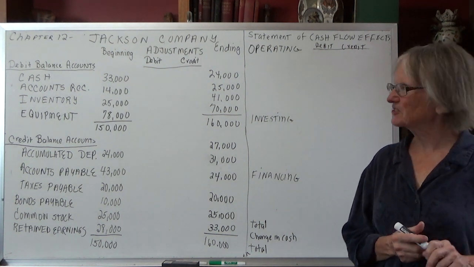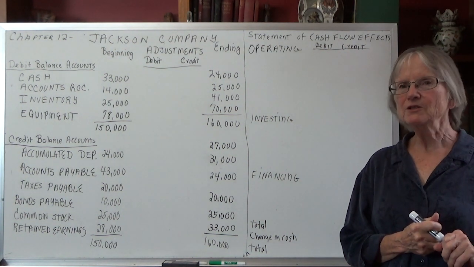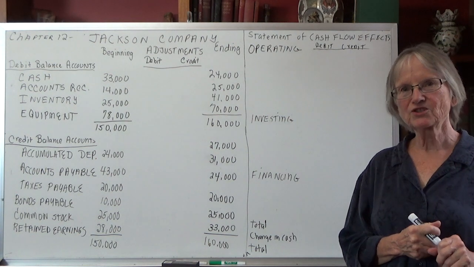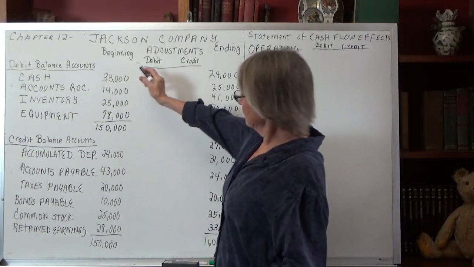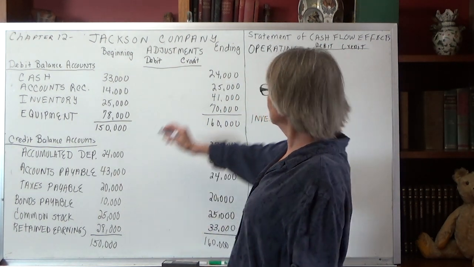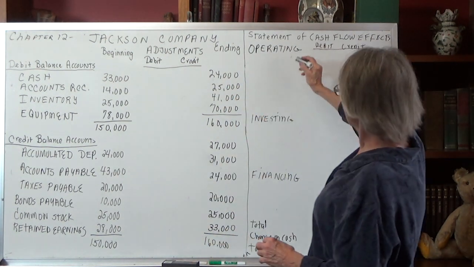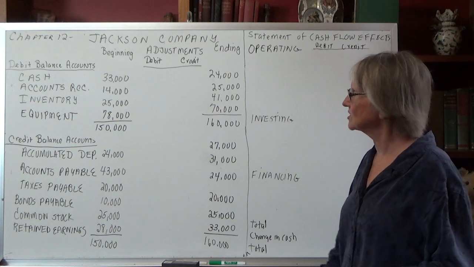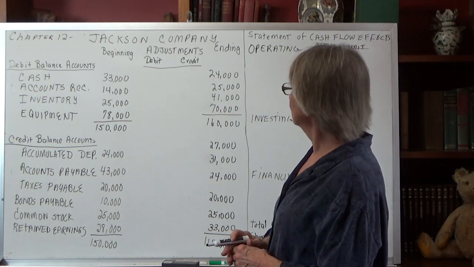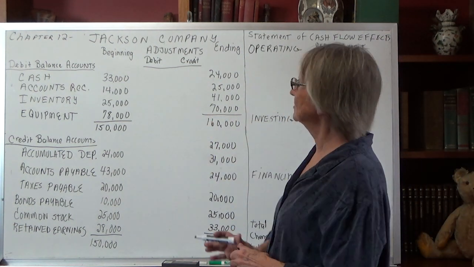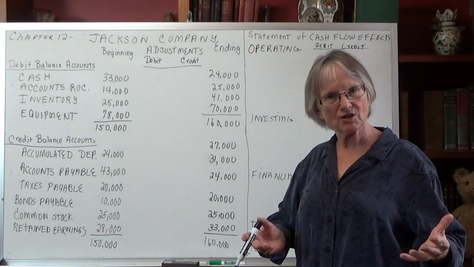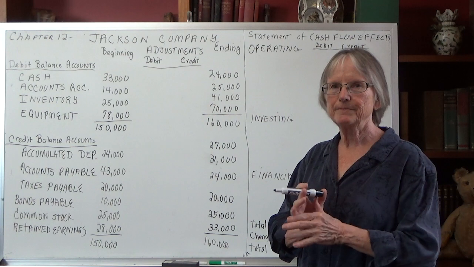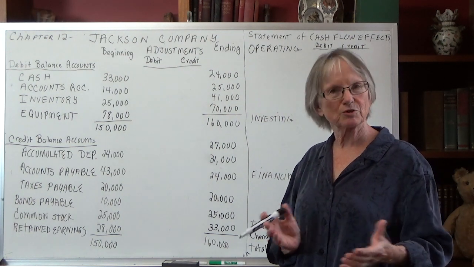Okay, so Jackson Company. Hopefully these will get a little bit easier as we go along, or at least start to make some sense. So you notice we've got the beginning balances here from our comparative balance sheet, ending balance, we've got our operating, investing, financing section set up, and I've already put in the beginning and ending balances. So now I just kind of go through my process on this, and as I mentioned, you may come up with a way that works better for you.